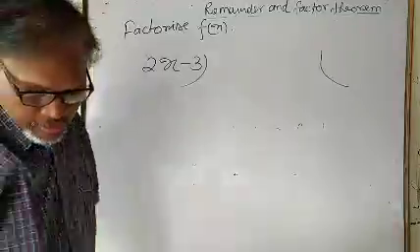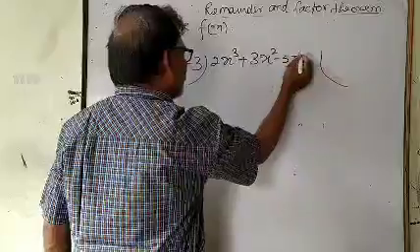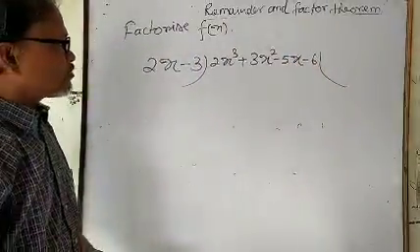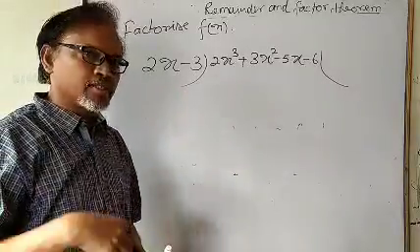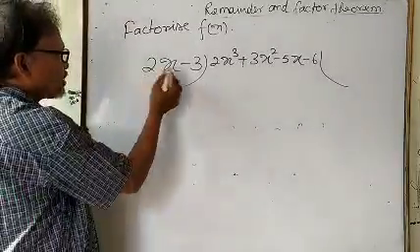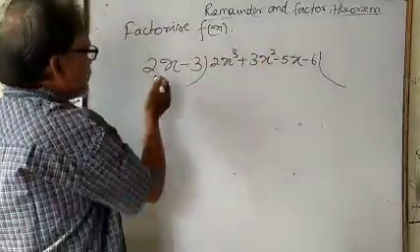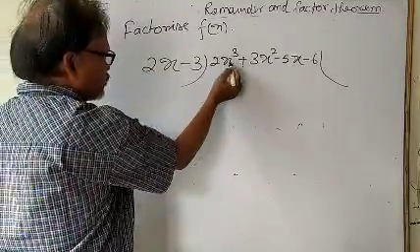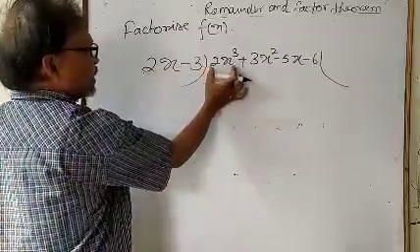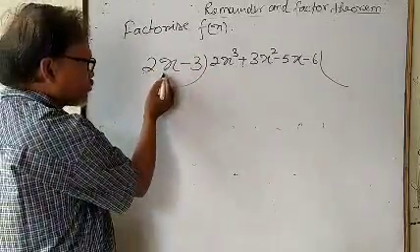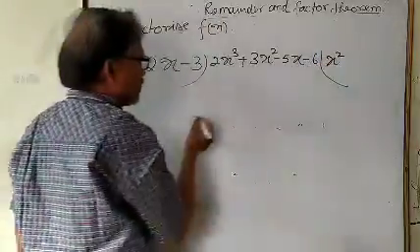Directly divide this 2x cube plus 3x square minus 5x minus 6. That's why I prepared one more video for the long division. You can see it in my channel. So how to divide this one by 2x minus 3? If it is 2x and it is 2x cube, by which number do you multiply this 2x to get the first term as 2x cube? Obviously by x square. If you multiply this by x square, you will get 2x cube. So multiply by x square.